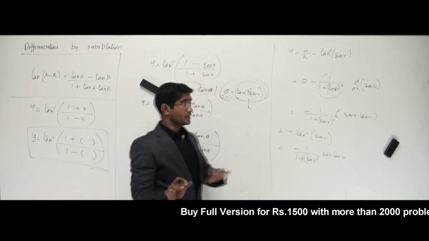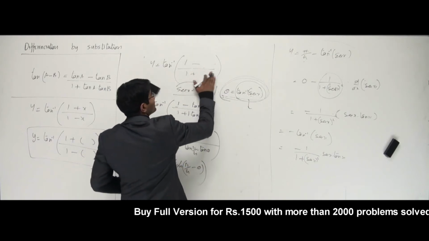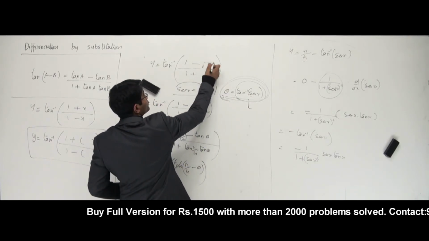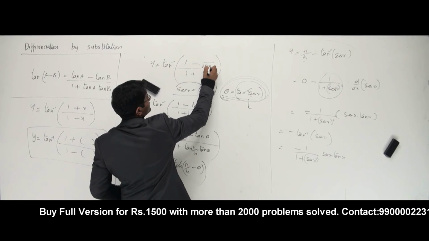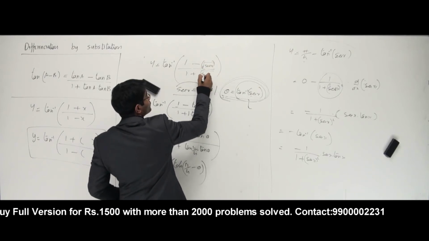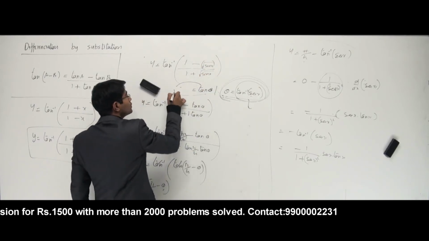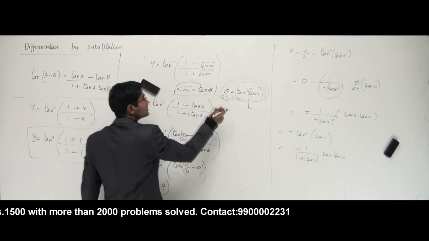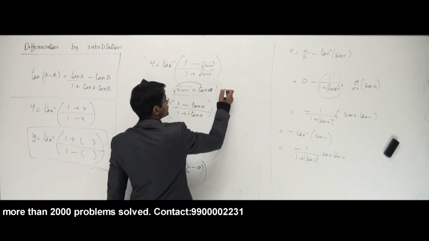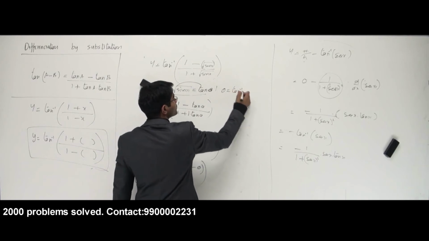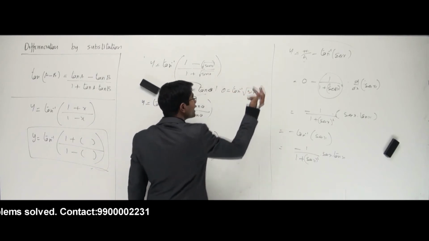That's all about it. If I had, let's say, something else here. Let's say I had root of sine x. So I'll just take root of sine x as tan theta. And what happens to theta in substitution? Theta is tan inverse of root of sine x. So what will be my answer?